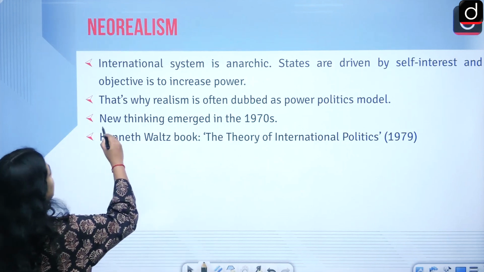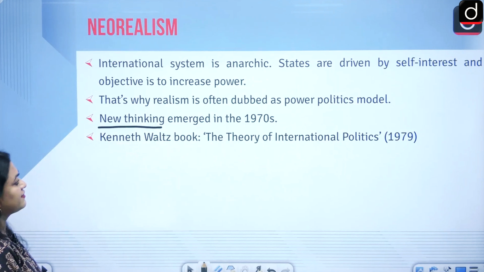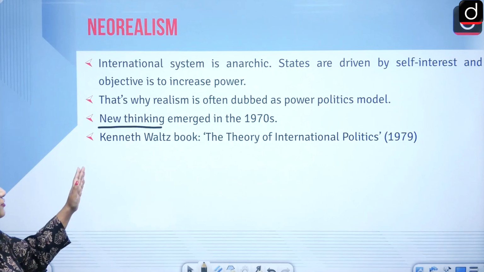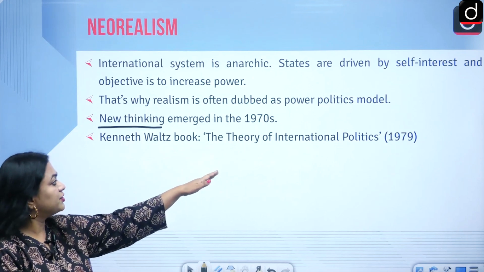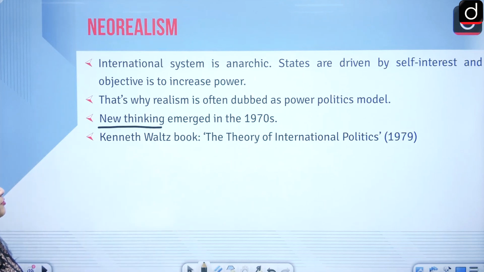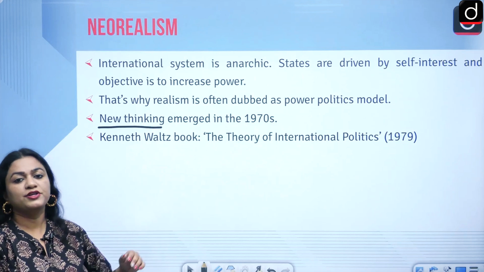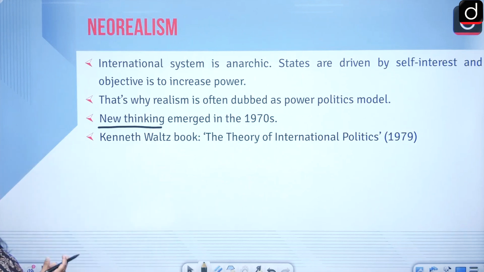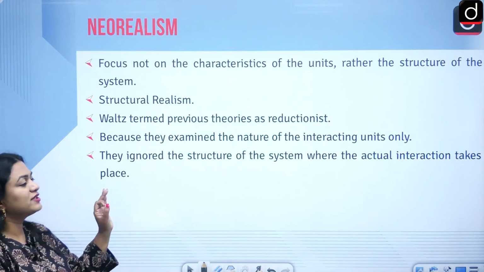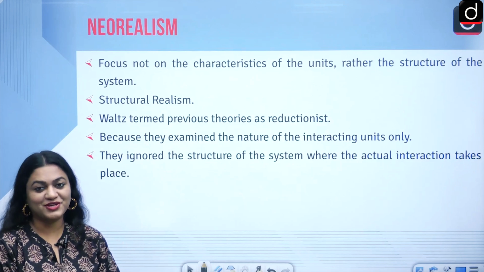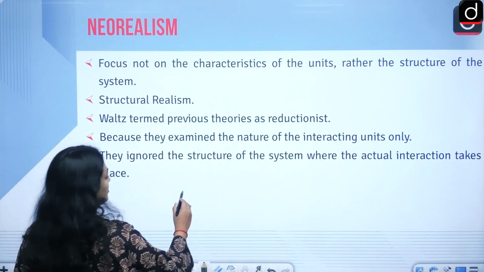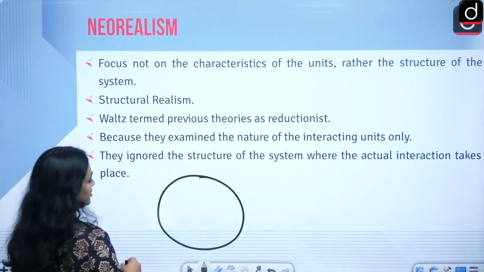Now, new thinking again emerged in the 1970s, just like neoliberalism in international politics. Kenneth Waltz's book, please note it down, Theory of International Politics, published in 1979, came as a very important text for understanding the rise of neorealism. Now, the focus is not on the characteristics of the unit, but rather on the structure. So what is so different?